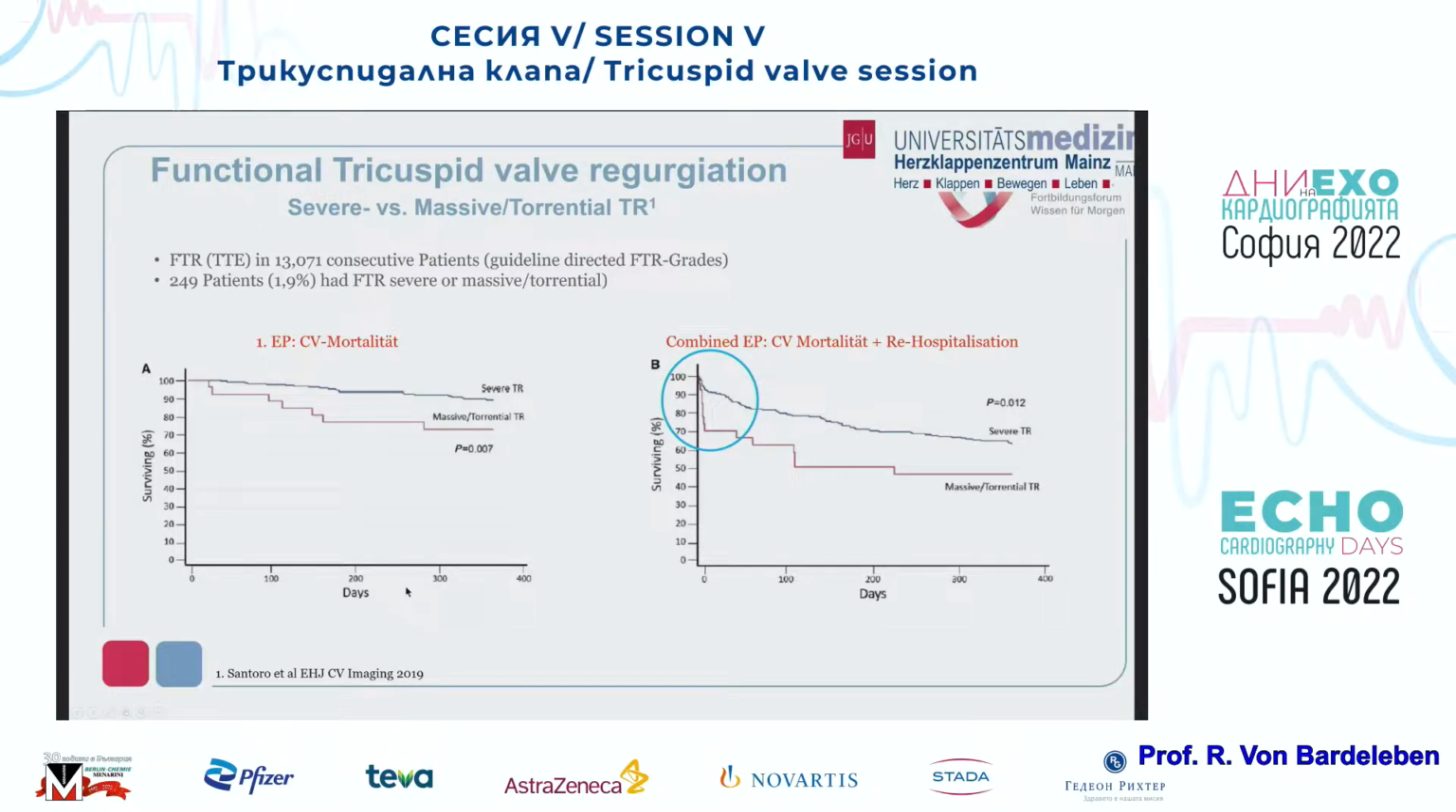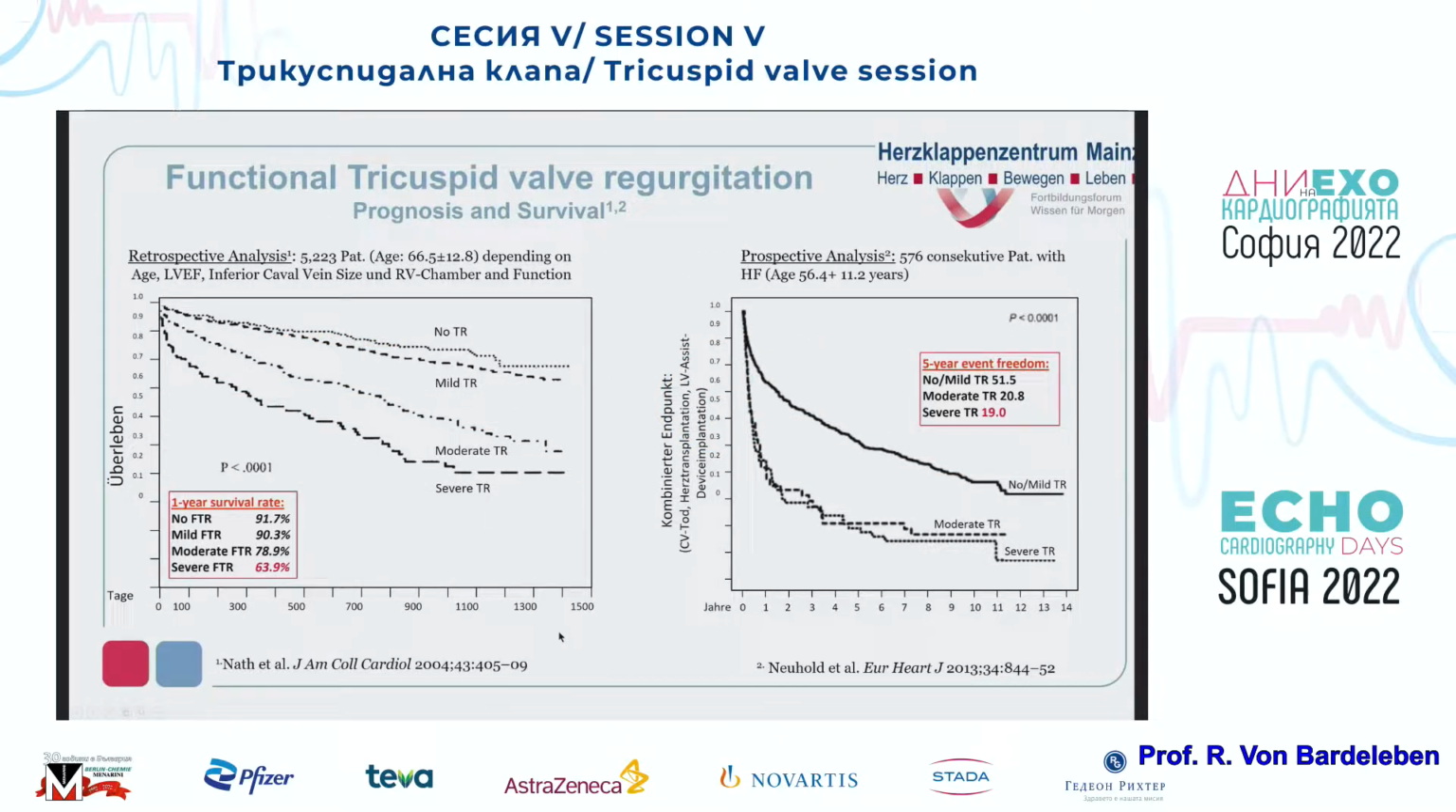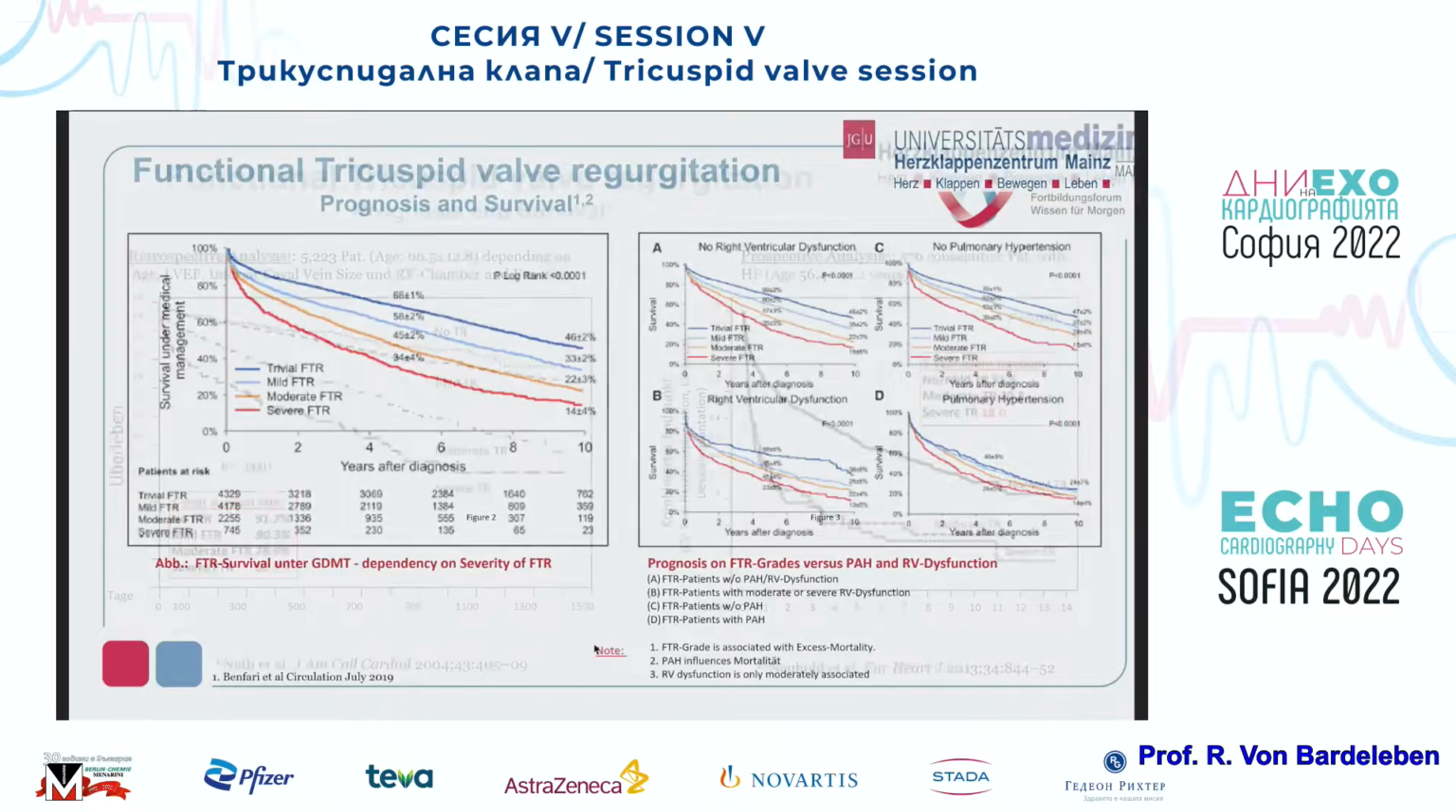in 2019. And you see cardiovascular mortality and rehospitalization, which exert a very, very fast deterioration over time. Also, this publication by Nath that I showed you before shows these situations, and you see also the 5-year event freedom that is quite low in these patient populations. Also, the work by Benfari in Circulation, you can see the same thing.